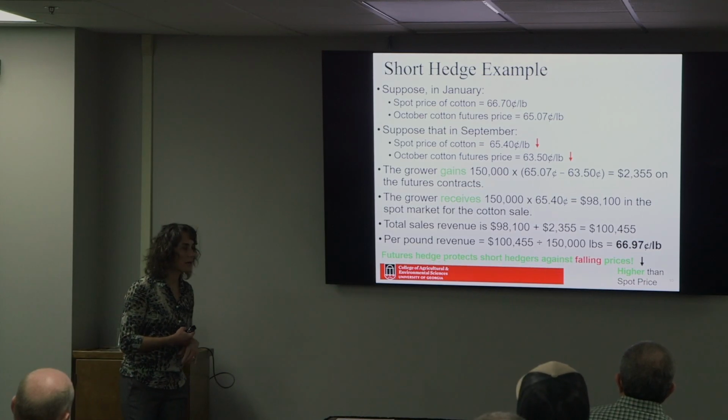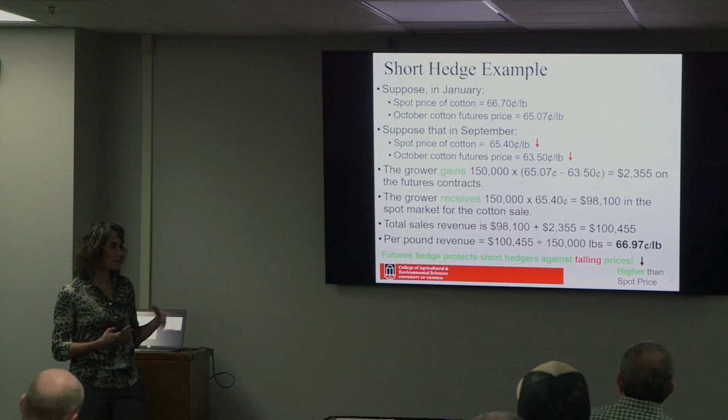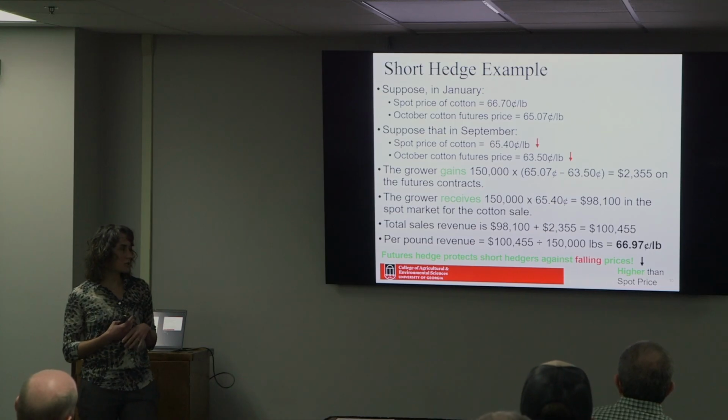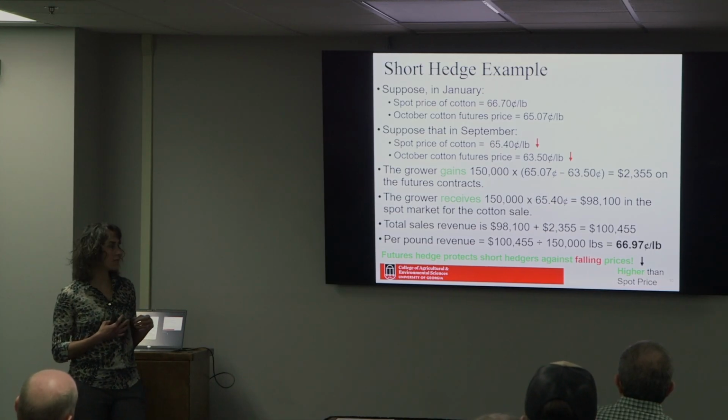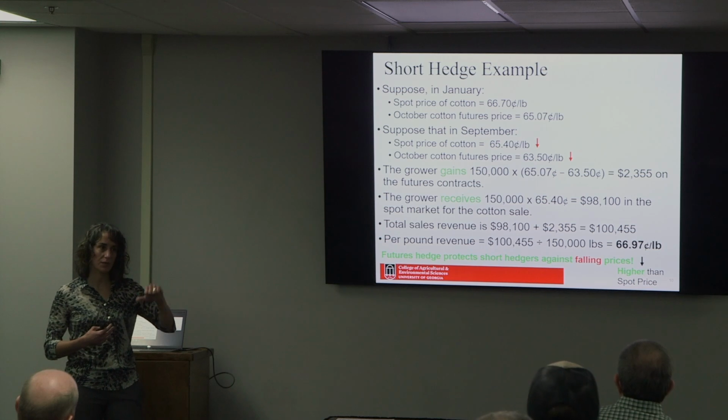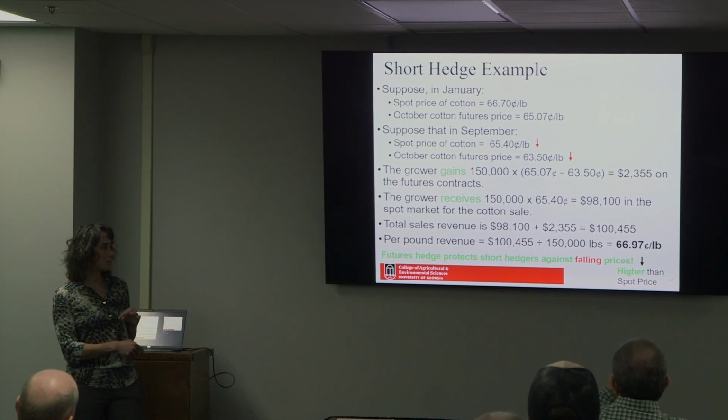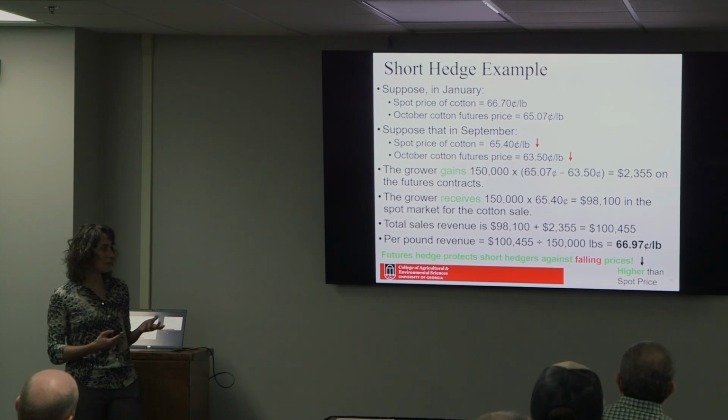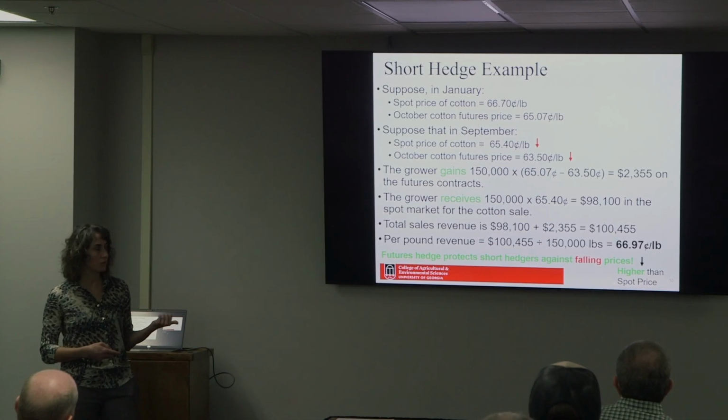As you can see, by using futures contracts in this situation, it did protect the short hedger against the falling prices, right? Both spot price and futures price fell, but the net selling price in the end is higher than what the spot price is because of the gain on the futures.